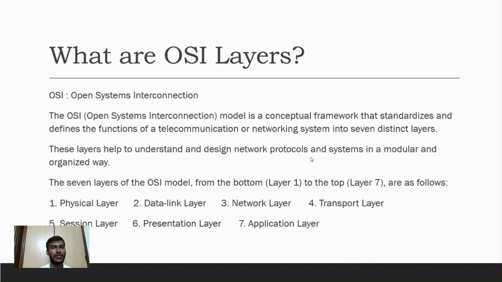The OSI, Open System Interconnection Model, is a conceptual framework that standardizes and defines the function of telecommunication or networking systems into seven distinct layers. These layers help us to understand and design network protocols and systems in a modular and organized way. The seven layers of the OSI model from bottom layer 1 to the top layer 7 are as follows: physical layer, data link layer, network layer, transport layer, session layer, presentation layer, and application layer.